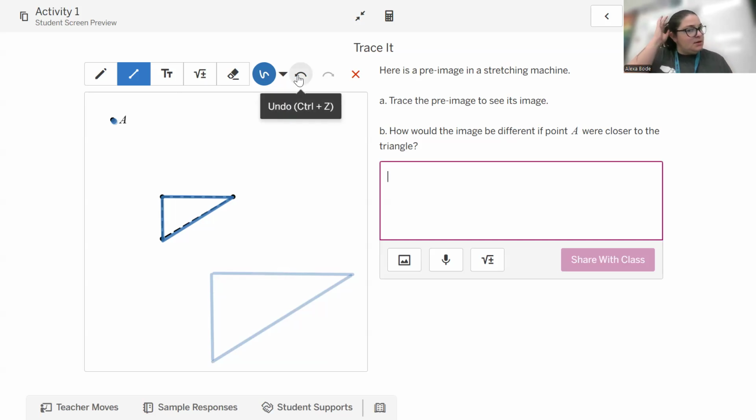Okay. So think about, would the triangle that it recreated be larger? Would that be smaller? Would that be in the same spot? Would it be in a different place? If point A was closer to this original triangle, how do you think the new triangle would be different?